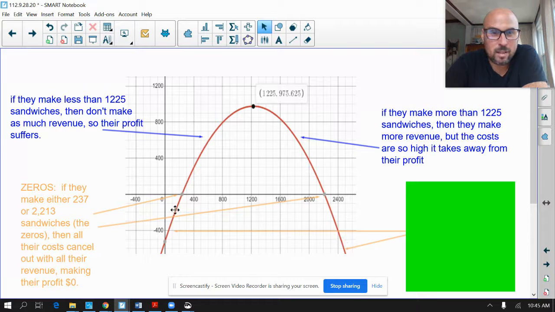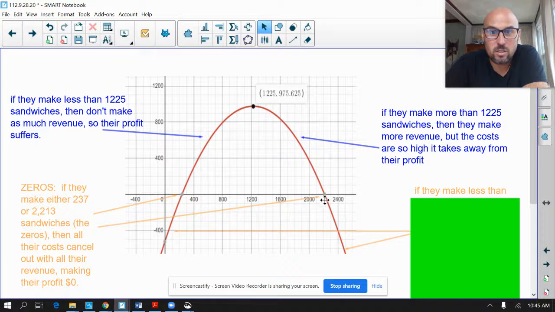Well, what about these Y values that are negative? If a Y value is negative, we're talking about money, then this means we're losing money, right? So if you make 2,400 sandwiches, you should fire that employee because they're not listening. If your employee makes and sells 2,400 sandwiches, you are going to be out of business because that is so costly. It costs so much money to make that many sandwiches that it overpowers all the revenue you brought in from those sandwiches, making you lose money.